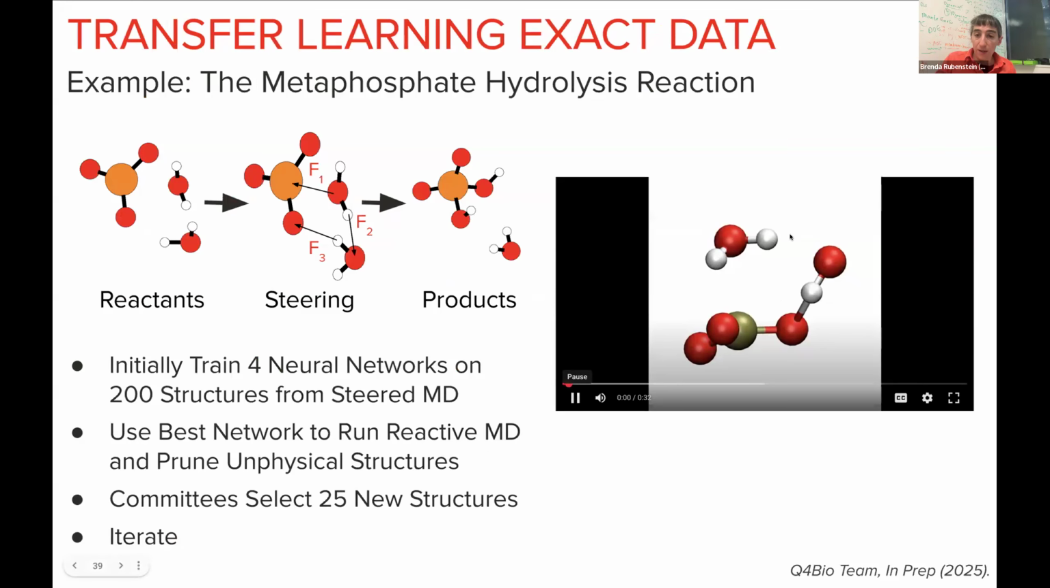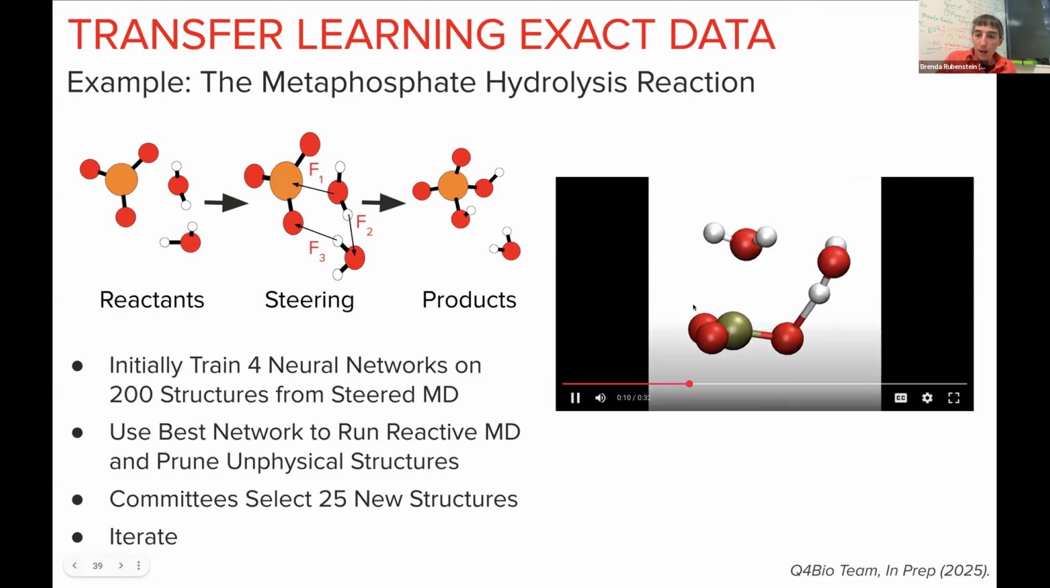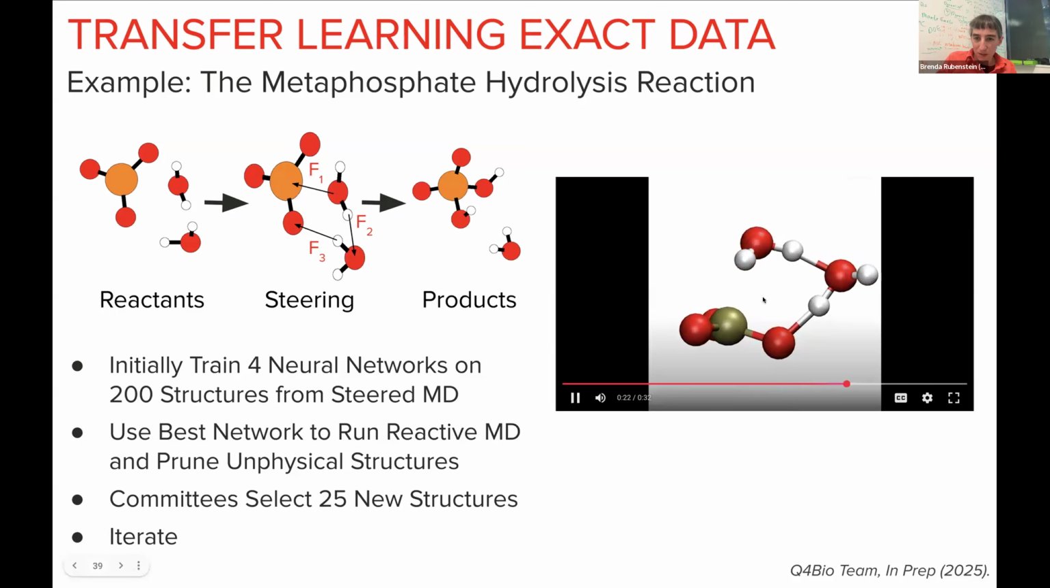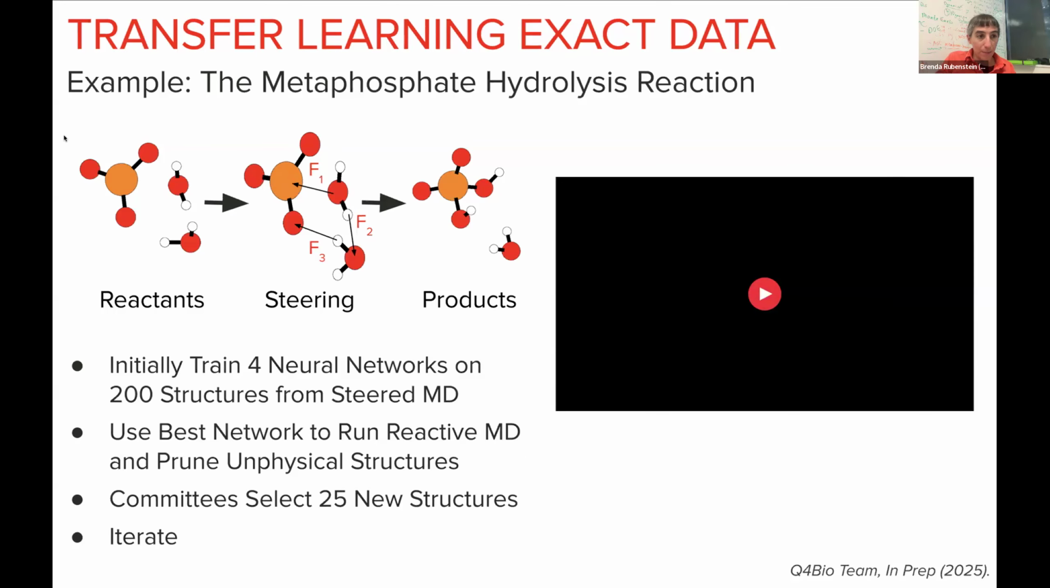So we did this, using first DFT data, then retraining up to coupled cluster UCC data, and then finally quantum computed data. And you can see that we can model this hydrolysis reaction with two waters. This is kind of a slow simulation, but at the end, you can basically see that one of the waters is going to break and form an OH bond to the phosphorus atom. So there it goes. And so we can actually see that reaction happening with quantum computed data.